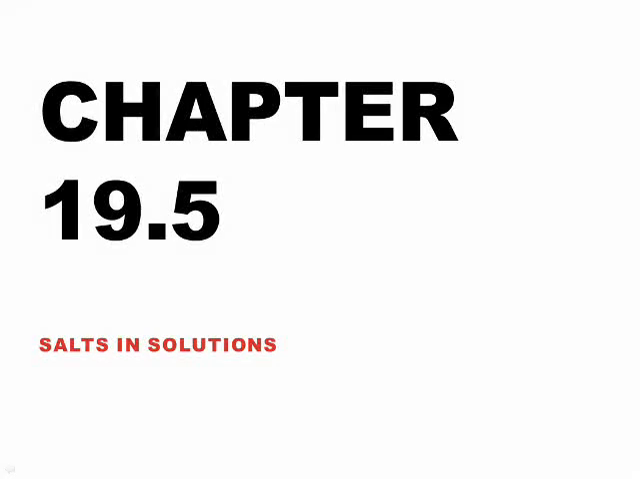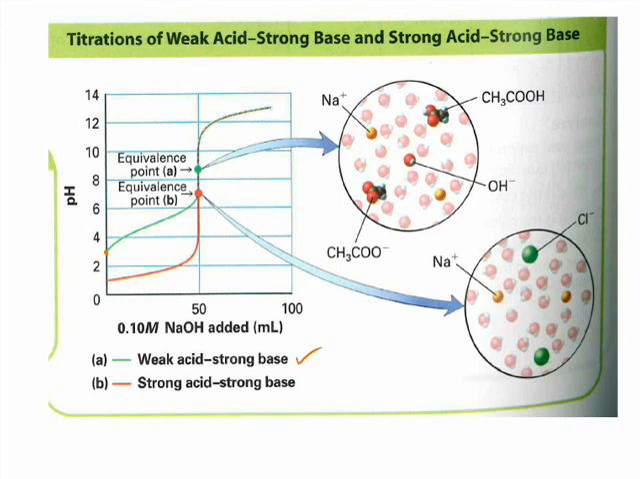Chapter 19.5 Salts and Solutions. Let's look at titration of a weak acid with a strong base and a strong acid with a strong base. So here we have the pH on the left, and we are adding a 0.1 molar solution of sodium hydroxide in milliliters. The weak acid strong base is the green line.